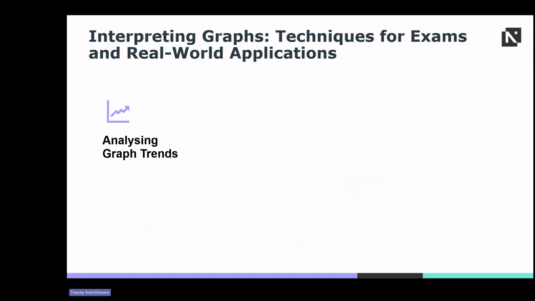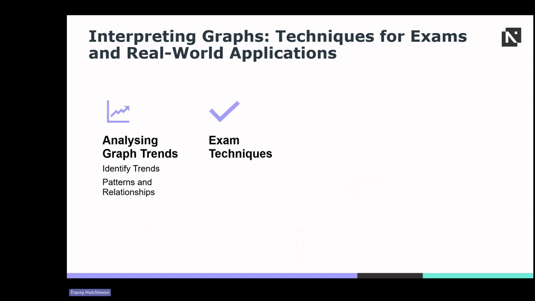So let's explore techniques for exam and real-world application, beginning with analysing graph trends. Identify key trends, increasing or decreasing, so looking upwards or downwards, or is it constant, so flat lines indicate no change. In regards to patterns and relationships, determine if variables move in relation to each other, so correlations. In regards to outliers, spot any data points that significantly deviate from the trends.